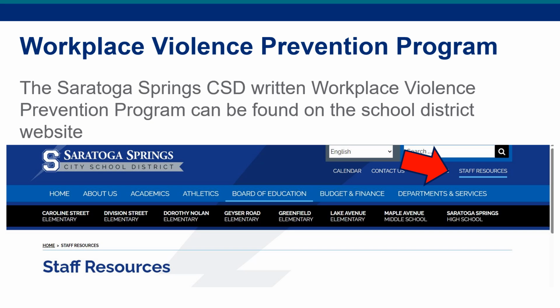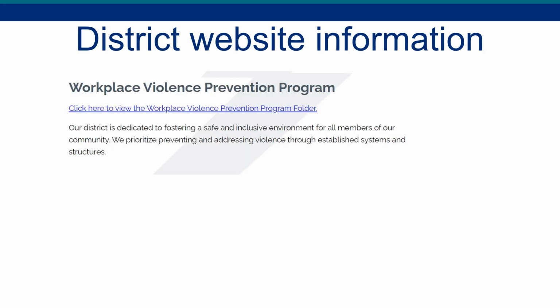The Workplace Violence Prevention Program and documents mentioned in this recording may be found on the district's website. When going to the Staff Resources section on the school district's website, after going to the Staff Only Resource section, you will scroll down and find the Workplace Violence Prevention Program. By clicking on the highlighted link, employees will have access to all information regarding the Workplace Violence Prevention Program.